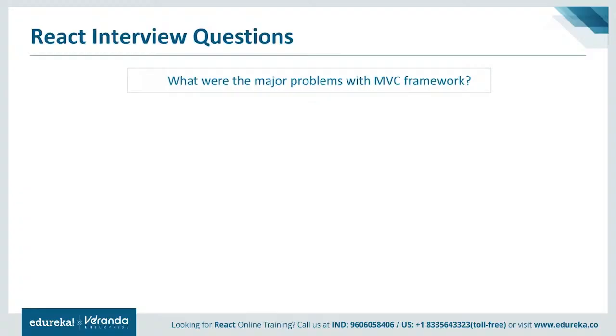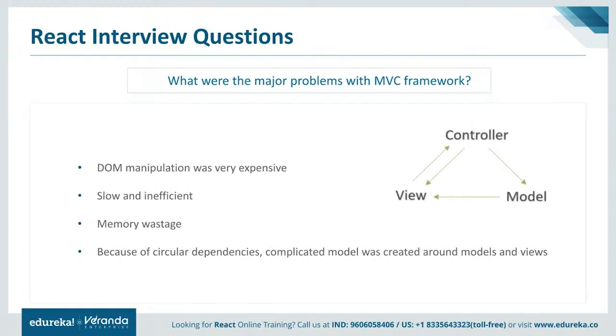So what were the major problems with the MVC framework? MVC, we all know, is Model View Controller. So what is the major problem? DOM manipulation is very expensive because the MVC framework is completely based on the DOM and not on a virtual DOM, just like in React.js. It's slow and inefficient, and there is a lot of memory wastage in the MVC framework. Because of circular dependency, a complicated model was created around models and views. So these are some of the drawbacks or problems with the MVC framework.